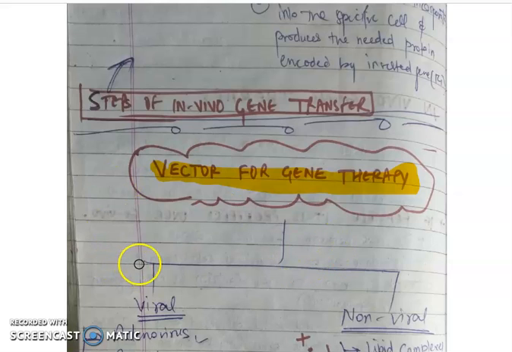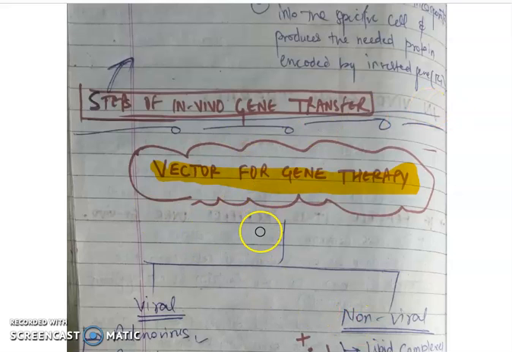This somatic gene therapy is further divided into two types, that is ex vivo and in vivo. When it occurs outside the patient's body under in vitro conditions, that is known as ex vivo gene therapy. When it occurs inside the patient's body, inside the patient's cells, that comes under in vivo gene therapy. After these types of somatic gene therapy, next are the vectors which we use for delivery of the therapeutic gene into the cells, maybe inside the body or outside the body.